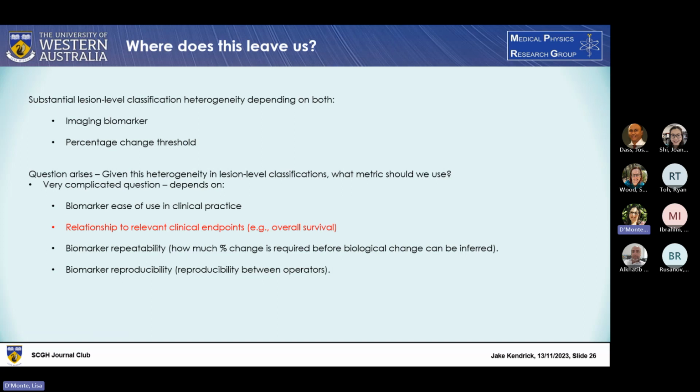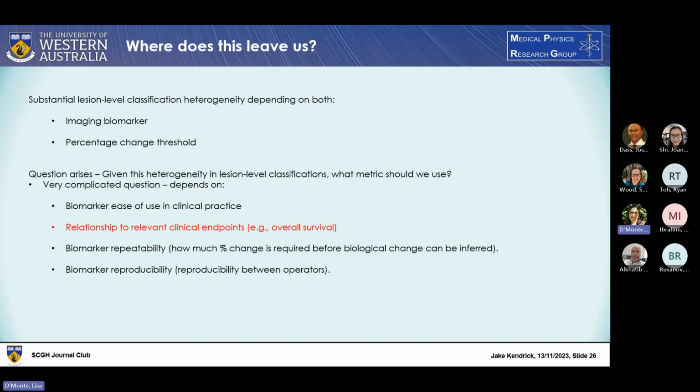What percentage change is required in these biomarkers before you can actually say, yes, there is a change in the tumour and it's not just variability in the instruments. And reproducibility is also a really important one as well. So how reproducible is the biomarker between different operators, right?